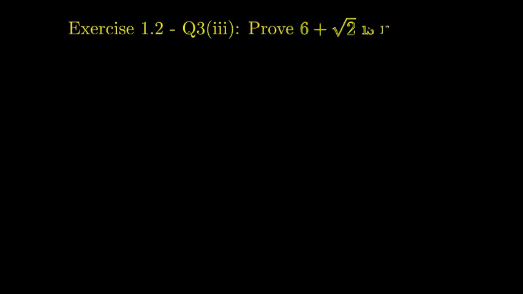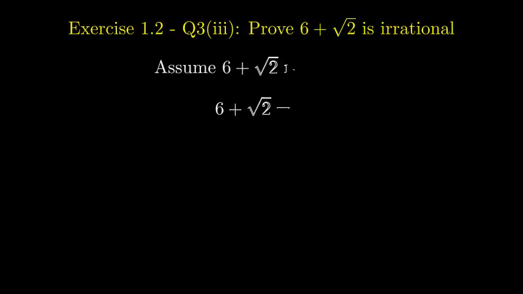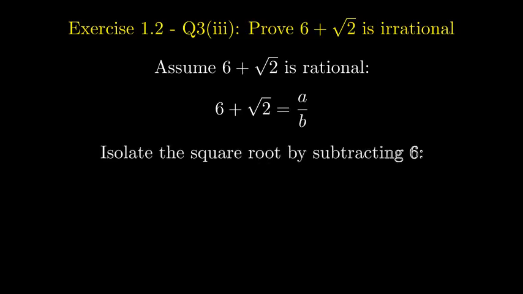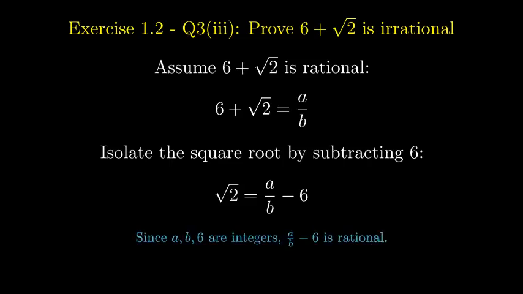Exercise 1.2, question 3 part 3. Prove that 6 plus the square root of 2 is irrational. Assume the contrary. Let 6 plus root 2 be rational, equal to a over b, where a and b are coprime integers. To isolate root 2, subtract 6 from both sides. Root 2 equals a over b, minus 6.